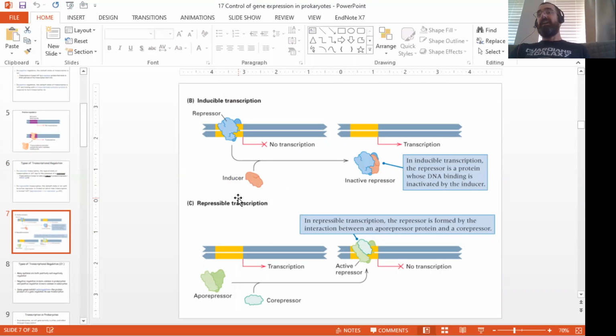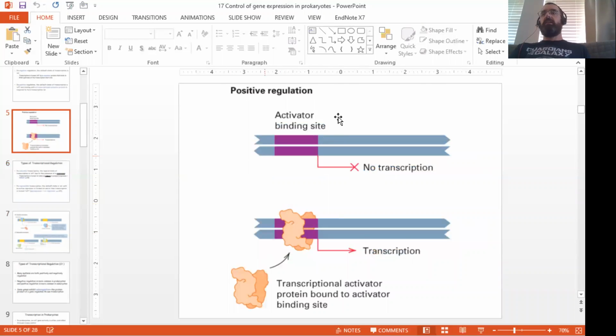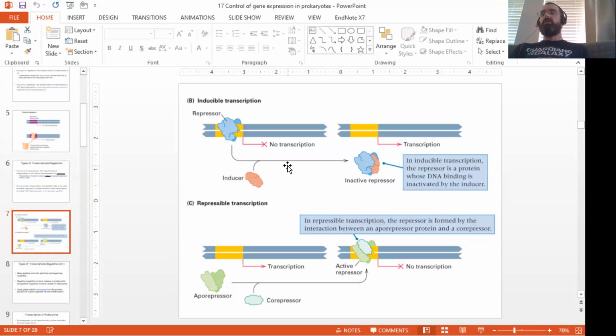So here's a kind of good example of that, right? So remember here I was saying that positive regulation stuff needs to be turned on. Well, in inducible transcription, sorry, I've got whatever's going on with my ear back again. I think it's all the tree pollen around, kind of allergies or something, I guess.